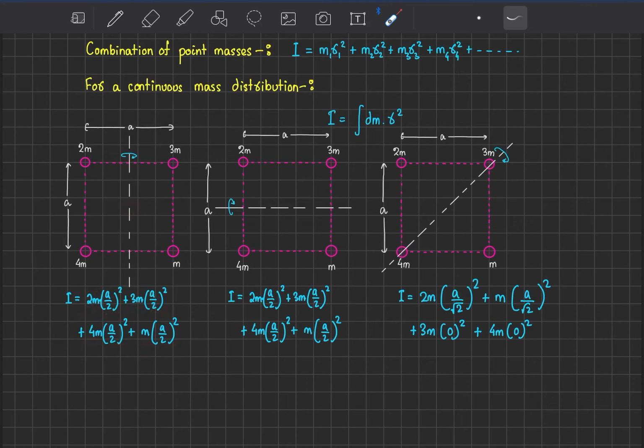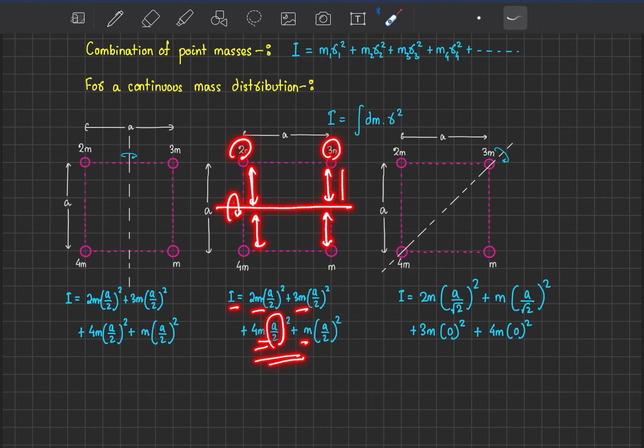Now, what happens if we change the axis? Let us say we change the axis to this horizontal one. As it is a square, the distances are not changing. These distances are still a by 2. All the distances are still a by 2. So the moment of inertia formula will not change, and the moment of inertia will again remain the same: 2m into a by 2 square, 3m into a by 2 square, 4m into a by 2 square, and m into a by 2 square, same.